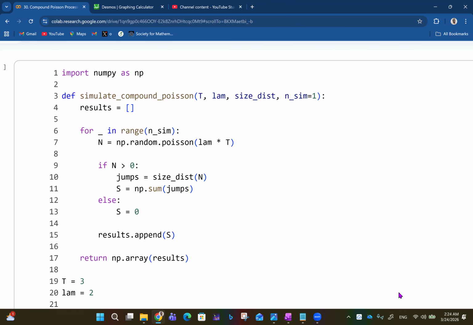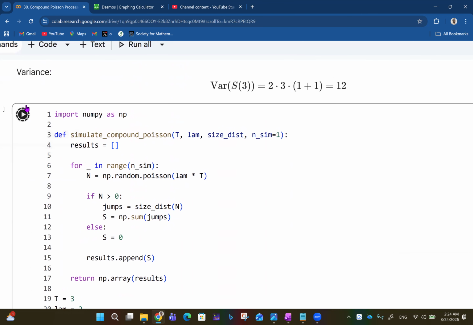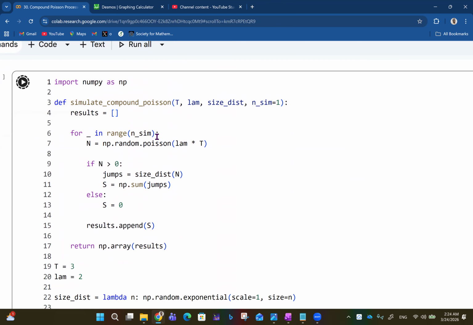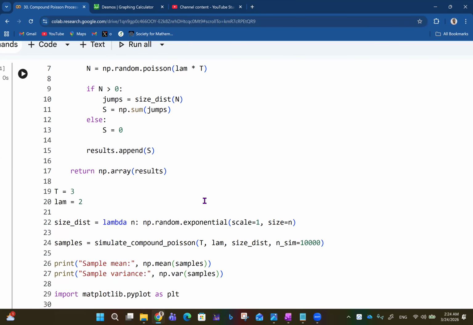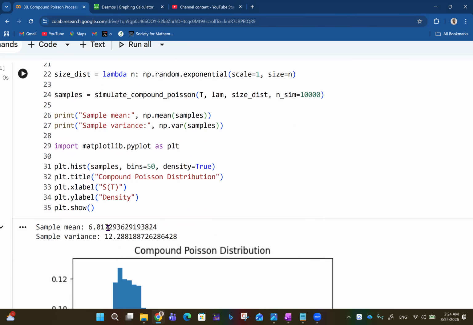So we can then do that using Python code. We simulate a compound Poisson, for everything inside the range of n sim. We have a function defined that simulates a compound Poisson, with parameters t, lambda, the size distribution, and n sim. We put all of that together, with a Poisson distribution of lambda t. By the time it's all done, we have the sample mean to be about 6.01 and the sample variance about 12.2.